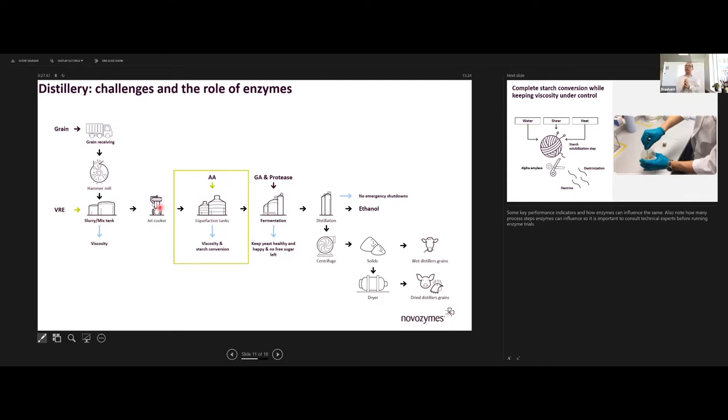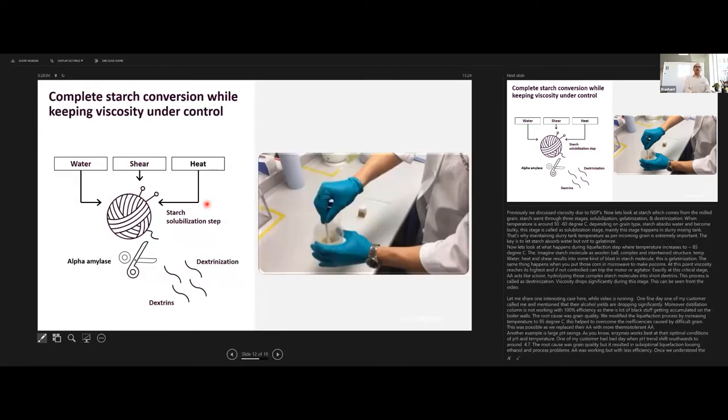I will explain a little bit more about what exactly happens there, again in terms of a schematic, which I really like every time I do that. This step is called liquefaction. And what happens in liquefaction is, imagine a starch molecule as a woolen ball.